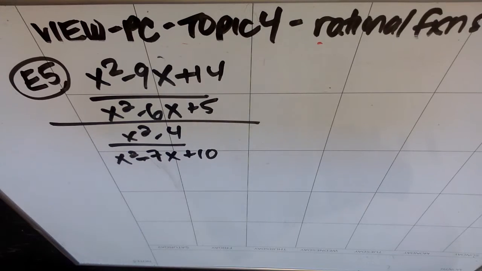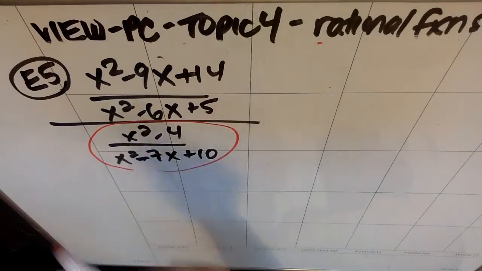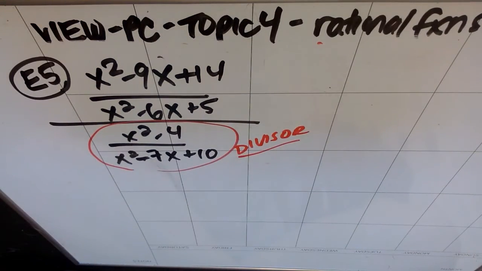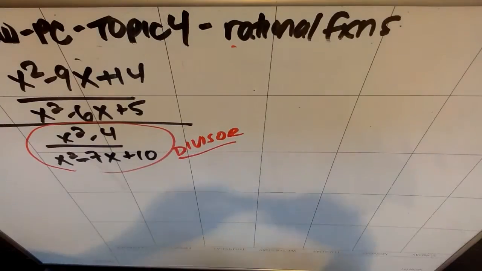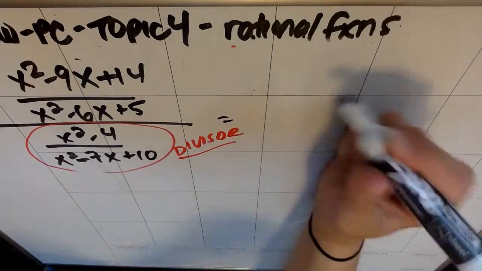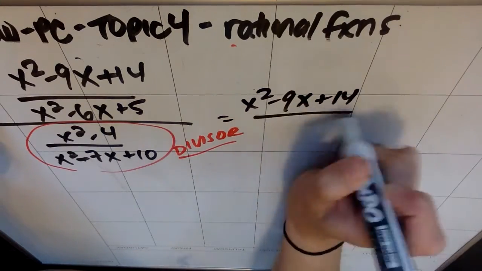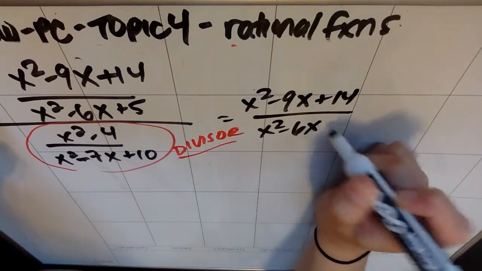So the first thing I'd suggest you do is change this division to multiplication, right? When you do that, you flip the divisor, right? If you need the step where you write this as the other kind of division first, that's great. If you don't, also great, up to you. So up top, my x squared minus 9x plus 14 is going to stay the same, and so is my x squared minus 6x plus 5.